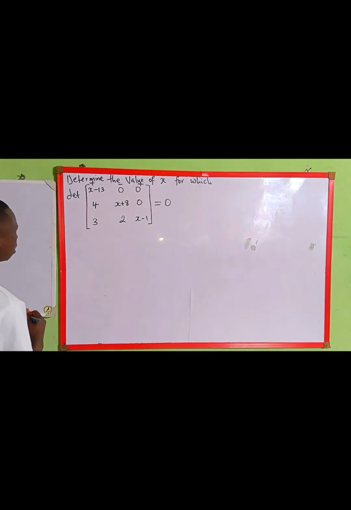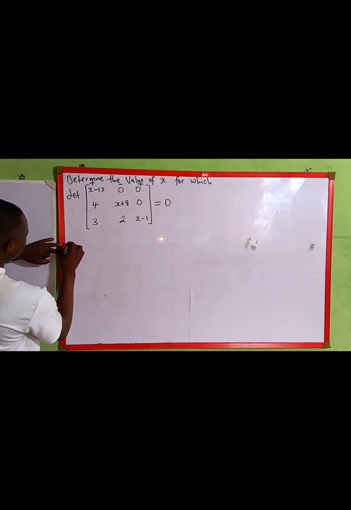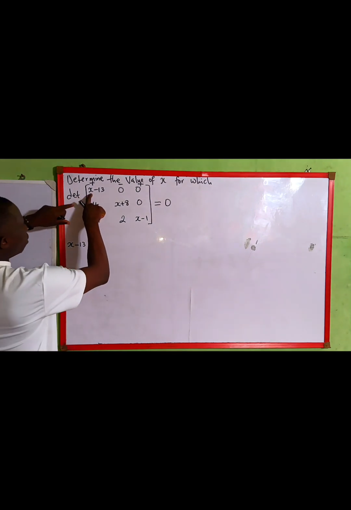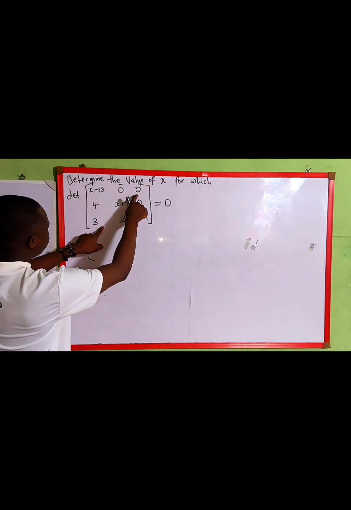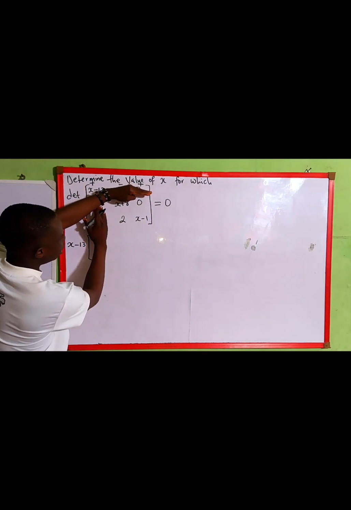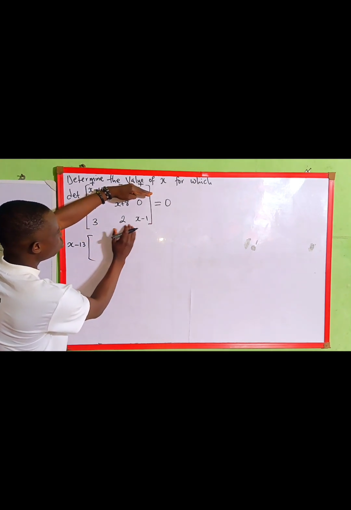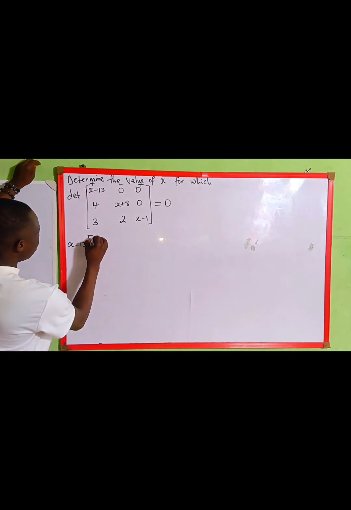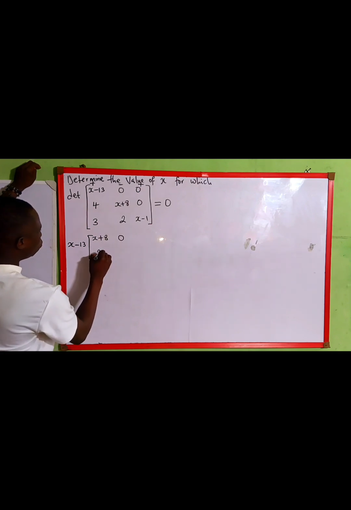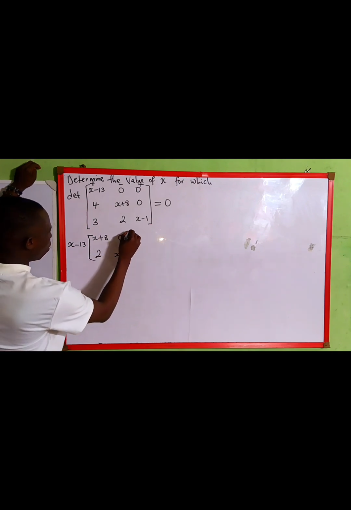Now let's get started. So we pick the first element, which is what? x minus 13. Then we open a matrix. When we cover the row and the column of x minus 13, we are left with what? x plus 8, 0, then 2, x minus 1. So we have x plus 8, 0, 2, then x minus 1.